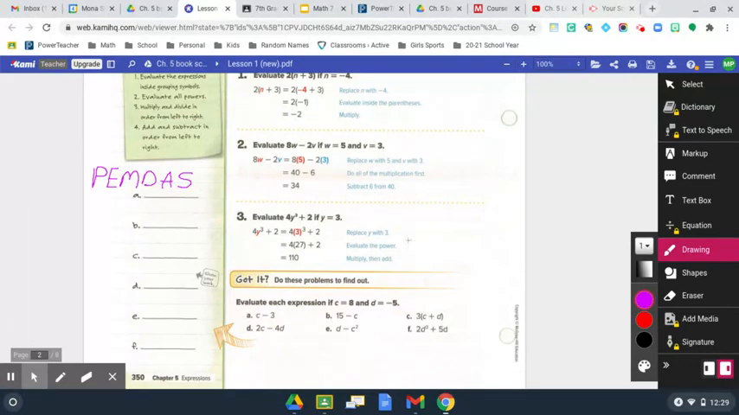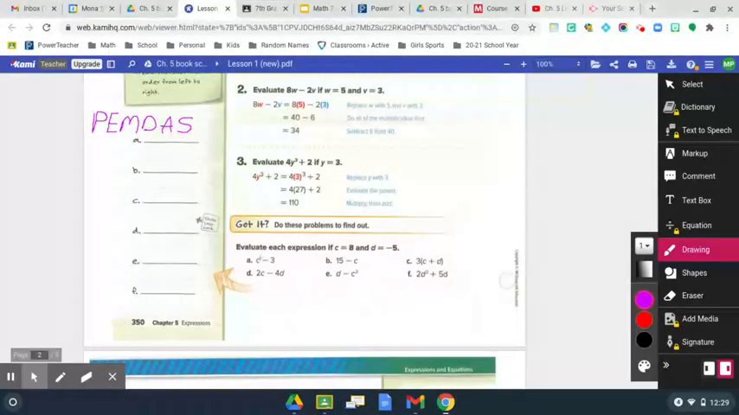So we're going to start with the got it's here. And you'll see it says evaluate each expression if C equals 8 and D equals -5. So we're in the got it. We're on the bottom of page 350. We're going to work through these together right now. So your first one for letter A says C minus 3. So what we're going to do is go back up and understand that C is 8. And so I'm going to just work these out here below. So I'm going to put that 8 in for C and then minus 3.